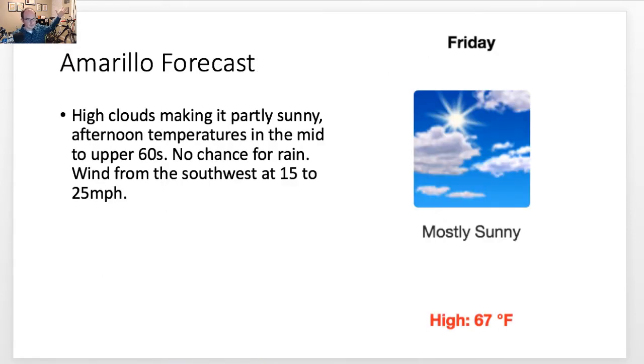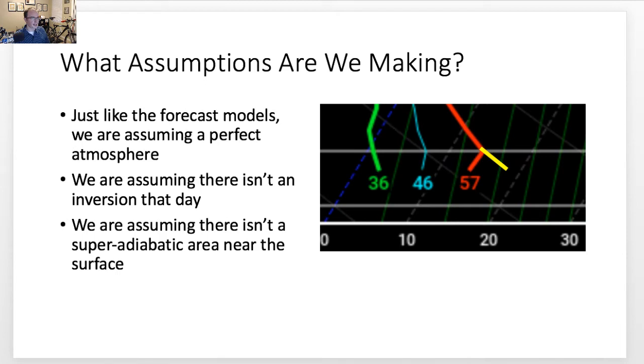Okay? The Amarillo forecast for that day was high clouds, making it partly sunny. Afternoon temperatures in the mid to upper 60s. No chance for rain. Wind out of the southwest at 15 to 25 miles an hour. That was direct from the National Weather Service on that day.